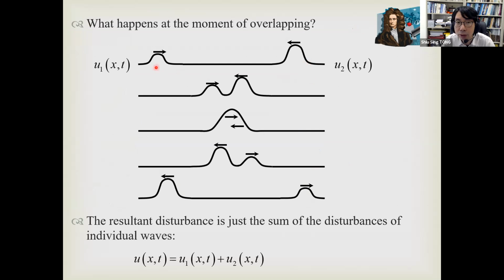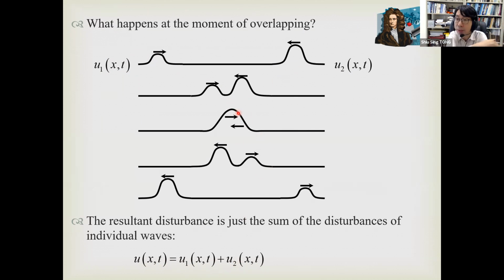Now we look at the superposition in more detail. Suppose we describe the first peak as U1 and the second peak as U2. When they superpose, at the moment when they overlap, the disturbance just adds algebraically to a larger value. You can see the resultant wave is just the algebraic sum of the individual waves. The total wave is just U1 plus U2. They just add up together.